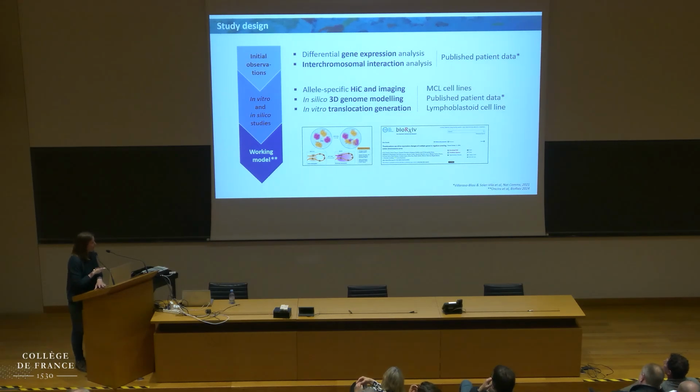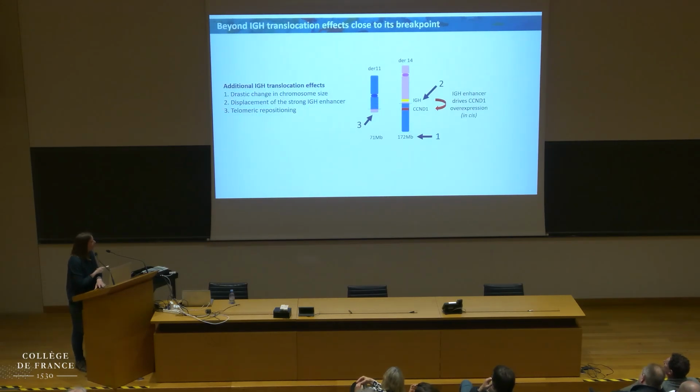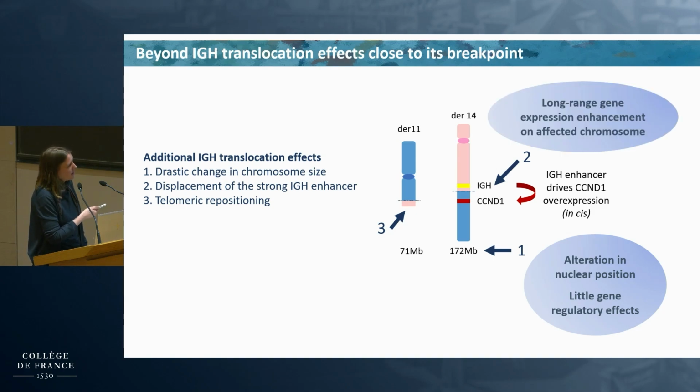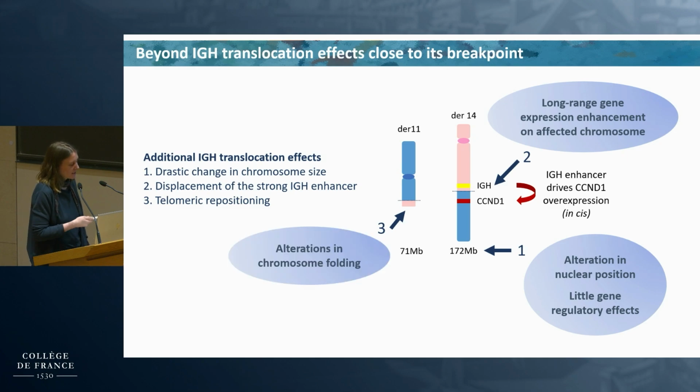Then at last I would like to show you our working model. Here I have listed again the three different changes that we see. This alteration in genome size leads to an alteration in genome positioning, but there's very little gene regulatory effect. If any, they are at the breakpoint site, but it's very little, less than we actually expected based on the literature. This displacement of this enhancer leads to a long-range gene expression enhancement on the affected chromosome, this 11 down. And something I didn't show is that this telomeric displacement leads to an effect at the level of chromosome folding, which we would like to look further into.